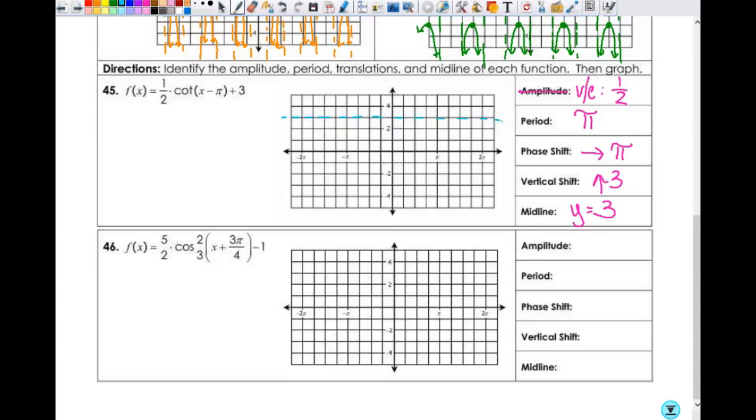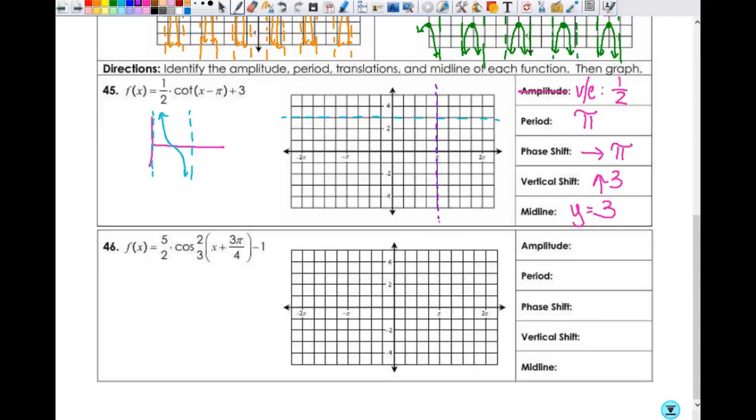So there's my midline. And then my cotangent graph, even though it's one of the reciprocal ones, I just suggest going ahead and sketching cotangent because it makes things a little bit easier. Cotangent looks something like that. So I normally have an asymptote at 0. However, I'm supposed to go to the right pi. So when I do that, I have my asymptote right here.